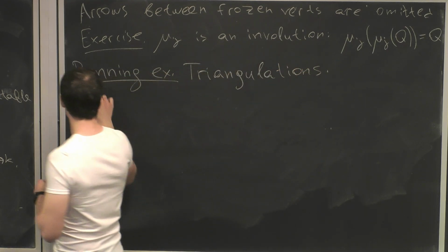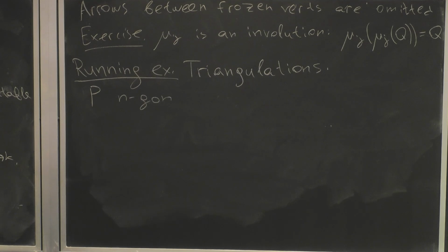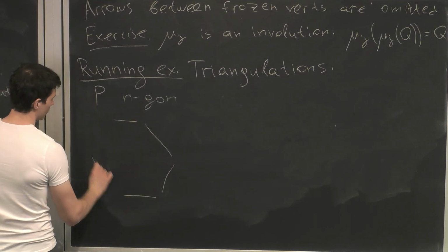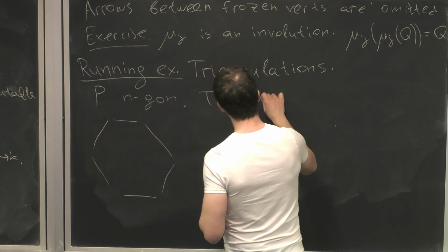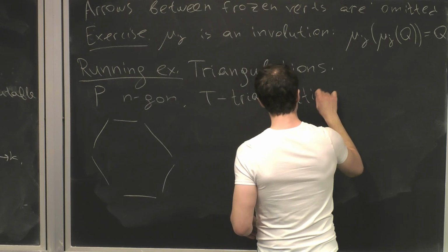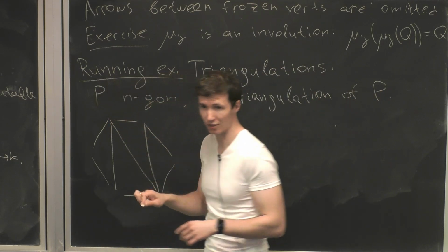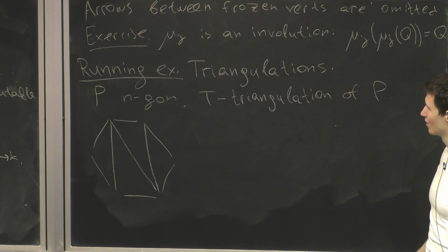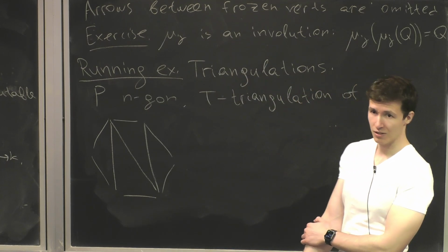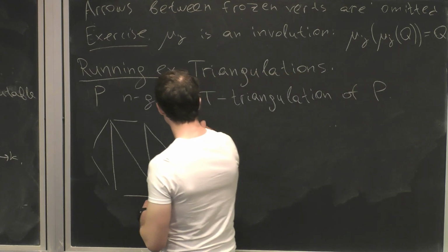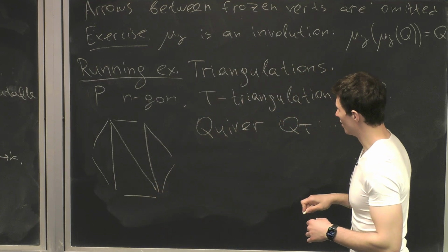And so let's say P is a polygon. It's an n-gon, like this. And then let's say T is a triangulation of P. So just subdivide your polygon by diagonals into triangles with no vertices in the interior of the polygon. So to this data, I'm going to associate a quiver Q sub T using the following procedure.